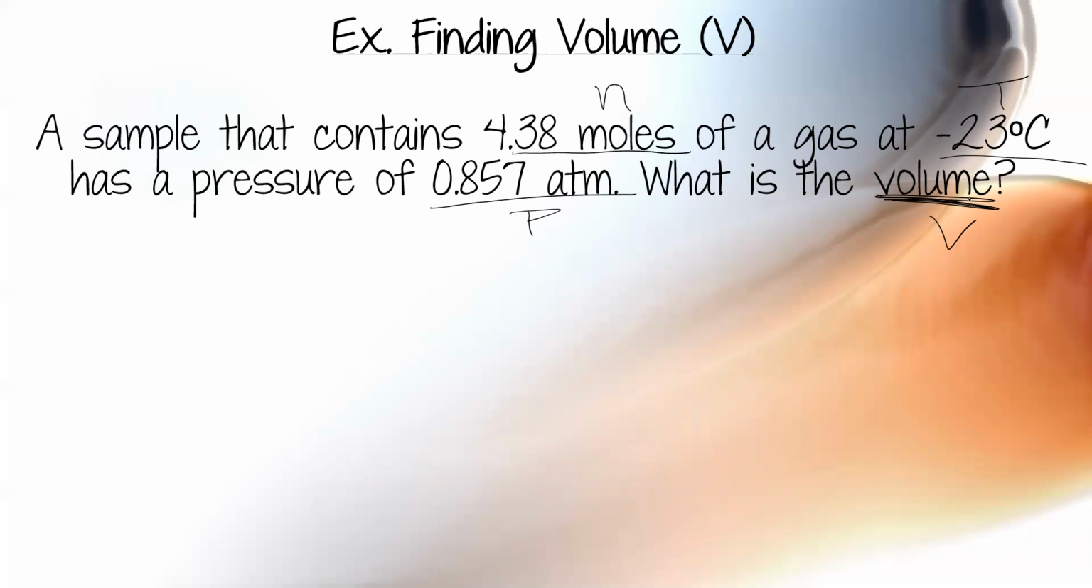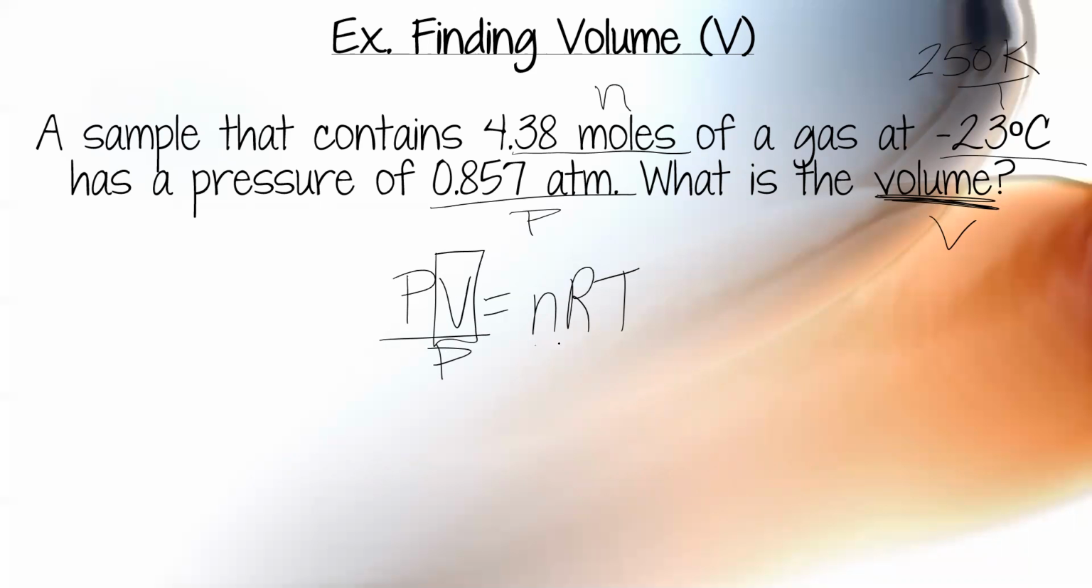Okay, so the only thing you really have to convert here is the Celsius temperature. So negative 23 plus 273 will give you 250 Kelvin. Okay, so using my equation, PV equals nRT. Now I'm solving for V, volume. To get V by itself, I have to divide both sides by P. That cancels it out. So V volume is going to be equal to nRT over P. Same as before. Watch how you put that in your calculator. So N was 4.38 moles.